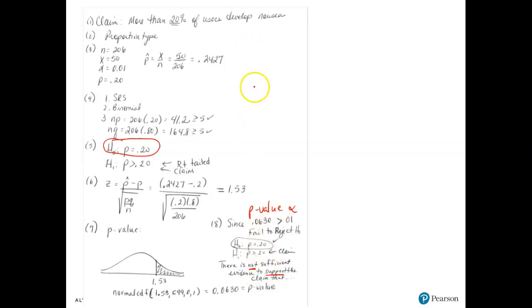So if you were to be looking at your flow chart, the claim is in the alternative hypothesis, so it's not in the null hypothesis. And then when you go down and you see that you failed to reject, that's going to take you to this statement here.